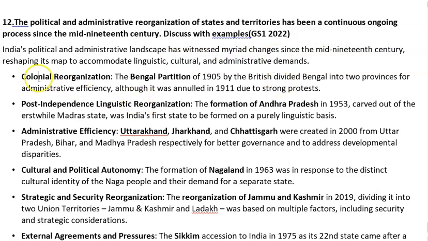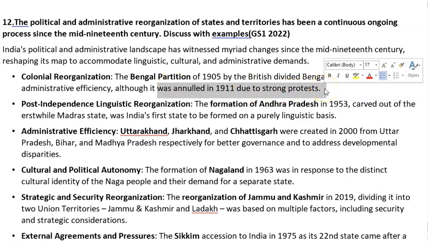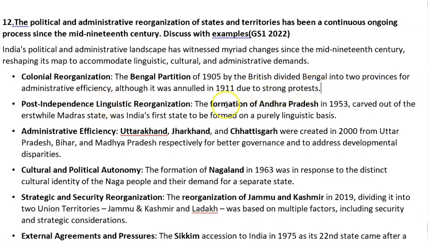So colonial reorganization, we write the examples of Bengal partition in 1905. The British divided the Bengal into two provinces for administrative efficiency, and we have to say that it got annulled in 1911 due to strong protests. We know that, right? So this was the precedent. After the independence, the demand started for new states on a cultural or linguistic basis. So that led to the formation of Andhra Pradesh in 1953. That was carved out from the erstwhile Madras state. So it became the first Indian state to be formed on purely linguistic basis. You can write on that.